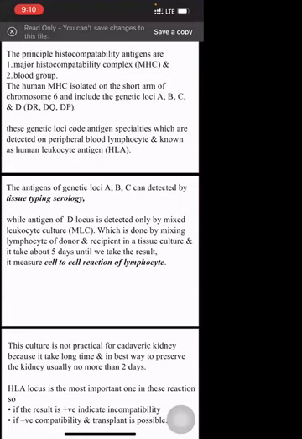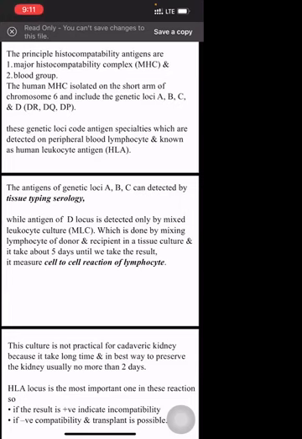The antigens of genetic loci A, B, C can be detected by tissue typing serology, while antigen of the D locus is detected only by mixed leukocyte culture, MLC, which is done by mixing lymphocytes of donor and recipient in a tissue culture, and it takes about 5 days until we get the result. It measures cell-to-cell reaction of lymphocytes. Okay?